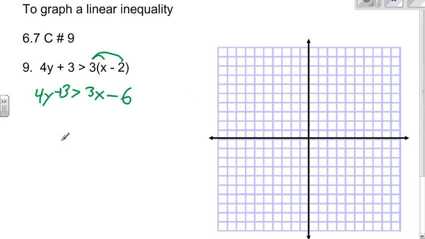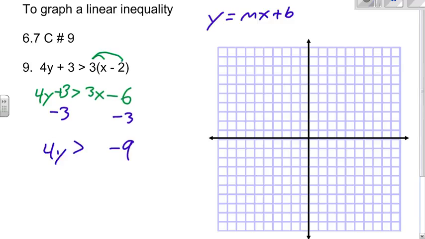Now we need to get this to slope-intercept form, which is we want to look like y equals mx plus b. So first thing we need to do is move our number over. Subtract 3 on both sides. -3 minus 3. So that's -9. We have 4y greater than 3x minus 9.